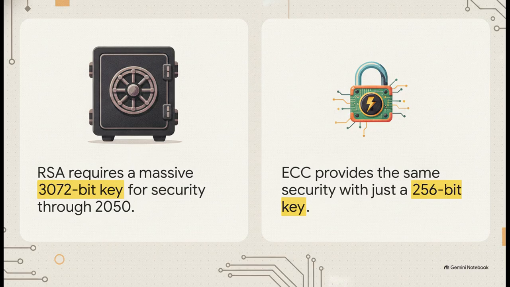ECC gives you the exact same robust security as an older RSA system, but it requires a fraction of the key size. To put that into perspective, to protect data securely through the year 2050, you would need a massive 3072-bit RSA key. But with elliptic curves, you only need a 256-bit key. No way, right? That incredibly small footprint saves massive amounts of computing power, preserves network bandwidth, and crucially for all of us, it saves the battery life on your mobile devices.